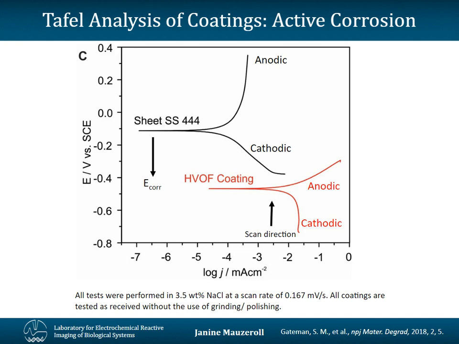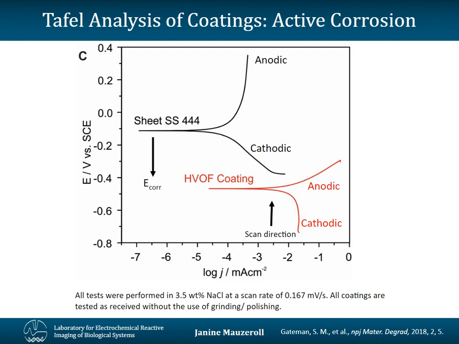If you look at here, you have a polarization curve. The black line is for the base stainless steel sheet. Okay? And you see that when you have the HVOF coated surface, the corrosion behavior is awful compared to the base material, even though the powder that was used was supposedly equivalent in nature.